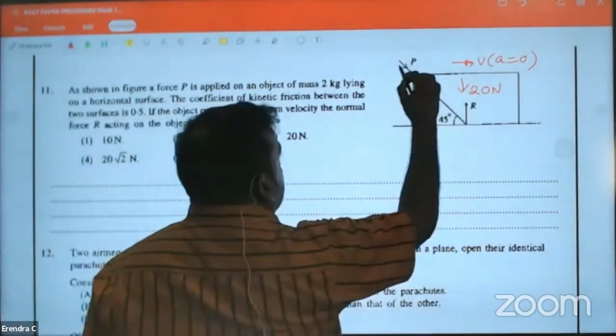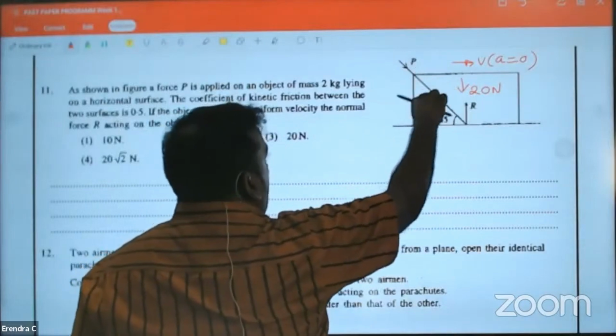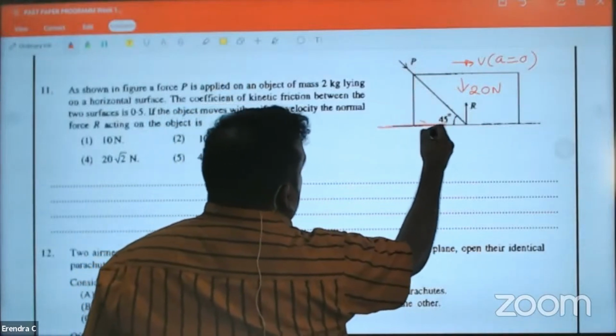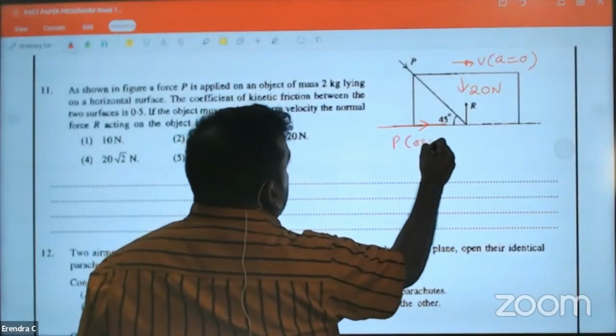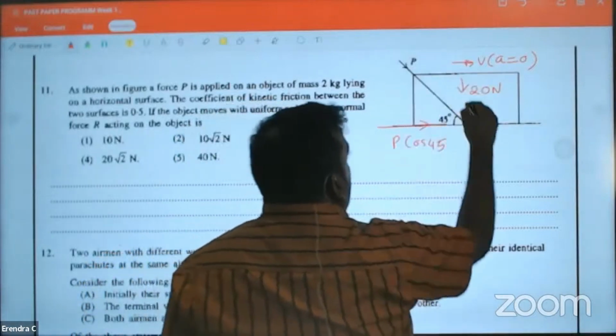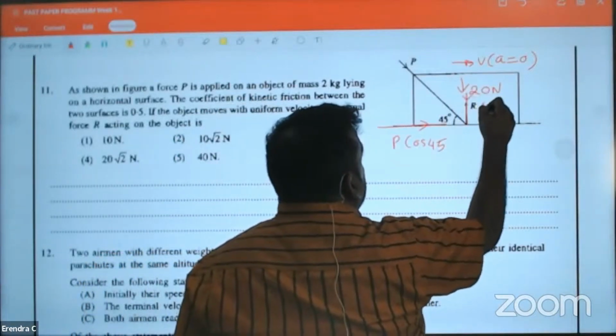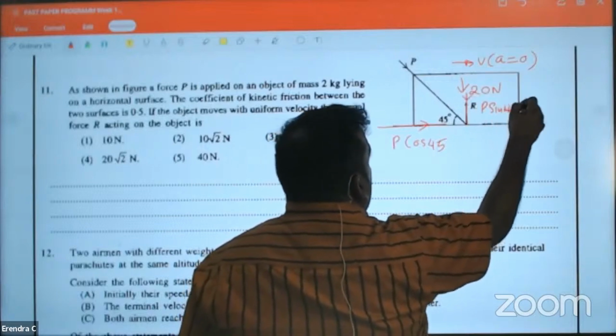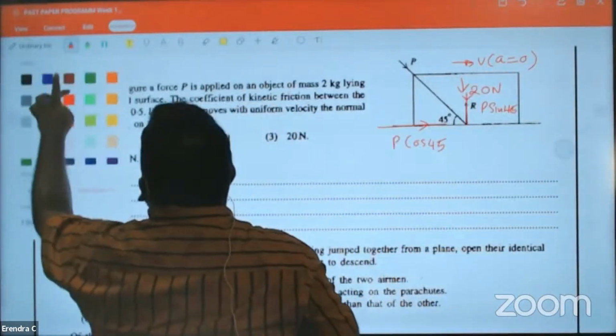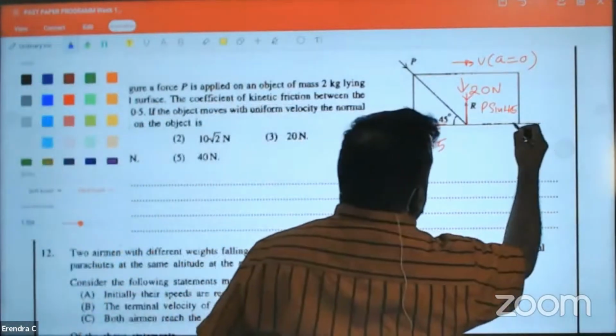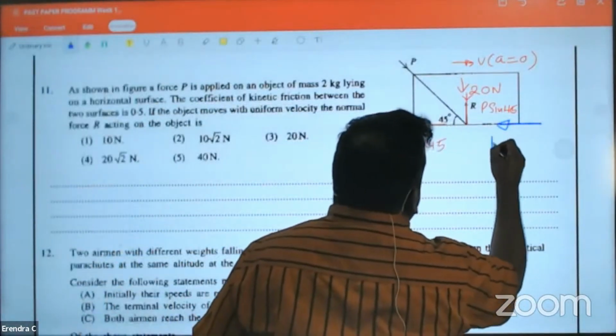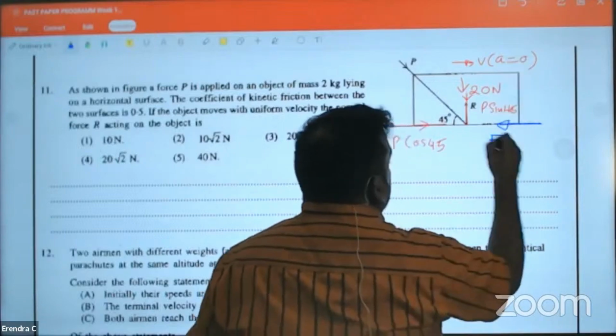The reaction force acting, be careful now. You can take components: P cos 45 is in the forward direction, P sin 45 is acting downwards. And don't forget, there is friction acting on the surface opposing the motion. It's moving, so kinetic friction.